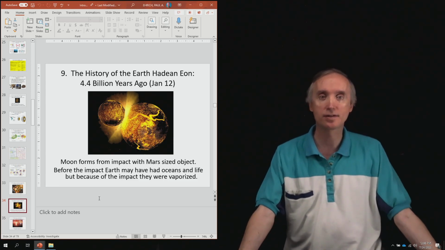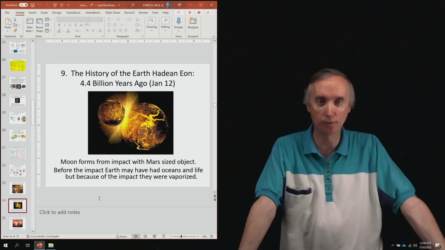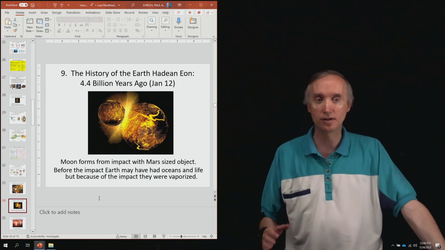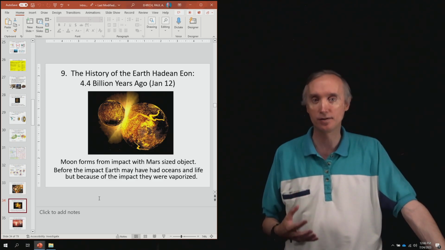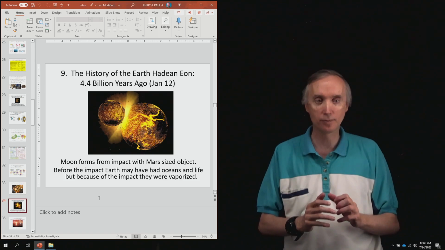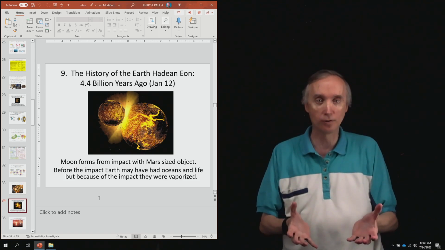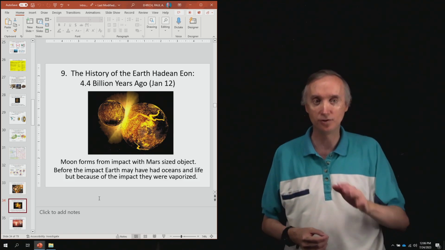Okay, then the next thing that's going to happen is about 4.4 billion years ago, the Earth is going to be hit by an object about the size of Mars, and then the debris from that is going to be blown into orbit, and then that's going to form the moon. You should already know that.